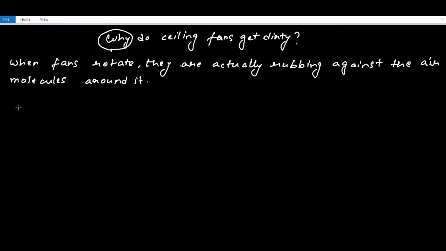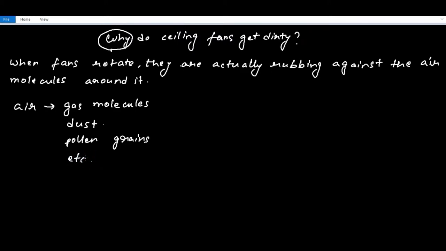So what air actually is: air is comprised of gas molecules. It comprises dust, and it comprises pollen grains, and probably a lot more other things which I really don't know about. But these are the main things which are present in the air around us. And amongst all of this, what I'm most interested in is this thing right here. I'm interested in dust.